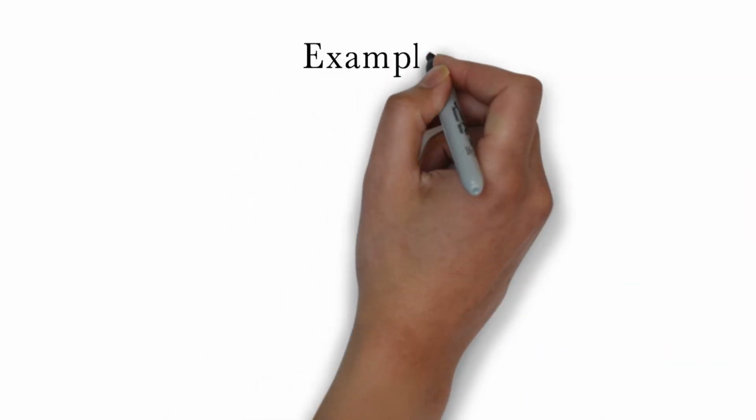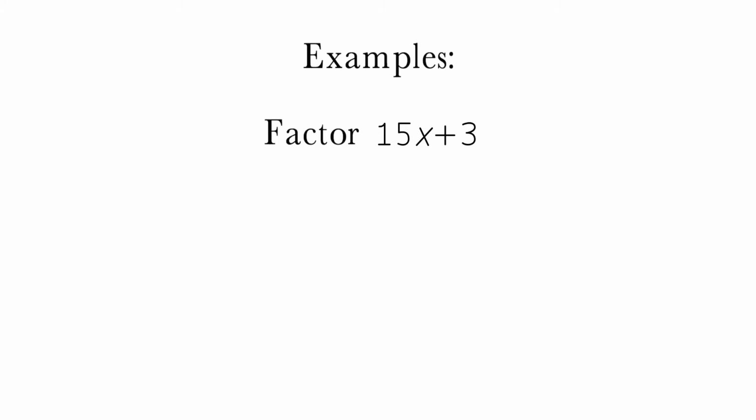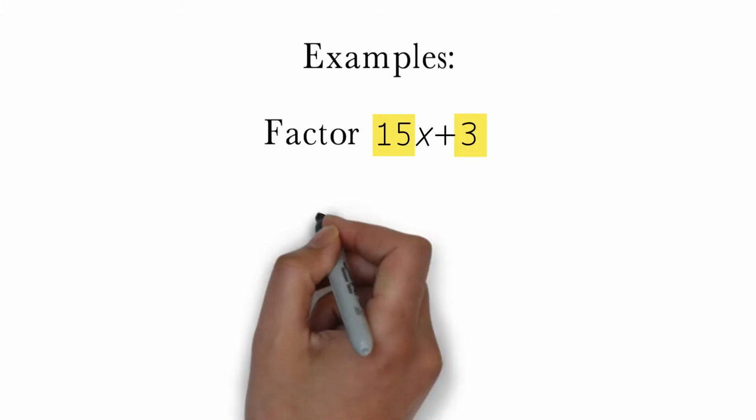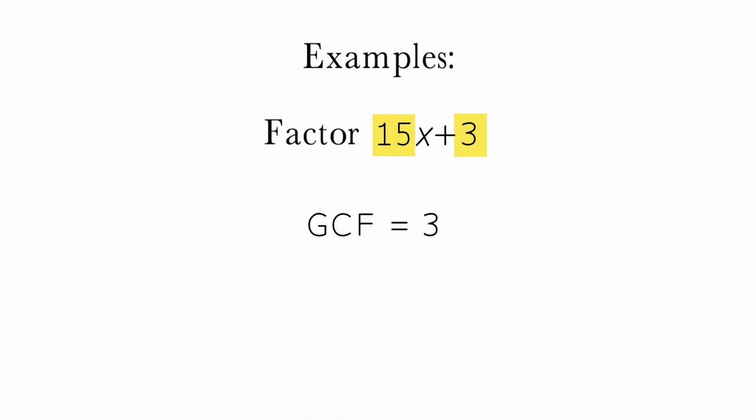Now we'll work through several examples. Let's factor the expression 15x plus 3. To do this, we'll look for the greatest common factor. To begin, let's look at the coefficients of each term. For the numbers 15 and 3, the greatest common factor is 3. Next, we'll look at the variables. Since the first term is the only one that contains an x, it is not common to both terms. Thus, the greatest common factor is 3.